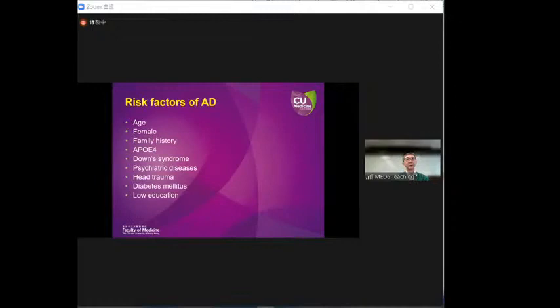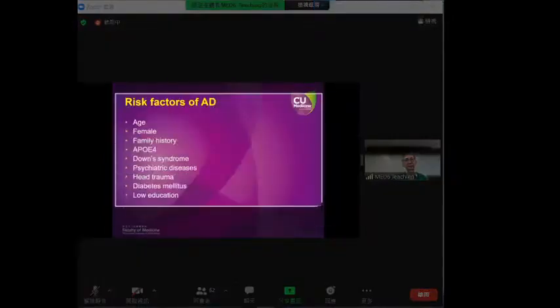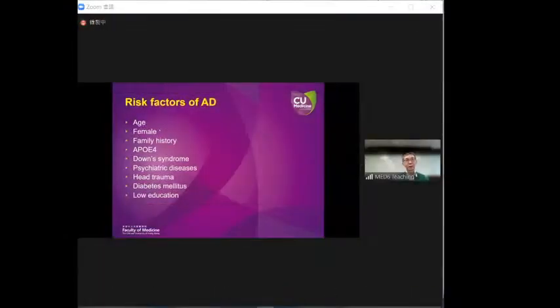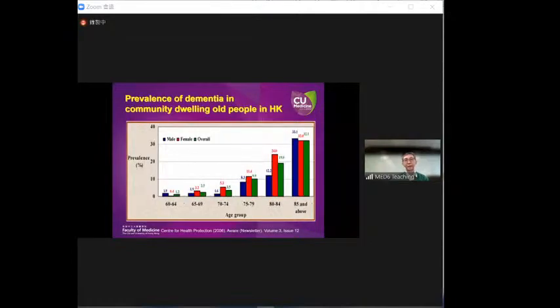So these are the risk factors of Alzheimer's disease according to epidemiological studies. Age, obviously, I've shown you that. Female sex: there's a female predominance, but not as much as this figure suggests. This figure is affected by the low education of our older population. In Western populations, there is still a female predominance, but not as much as this.